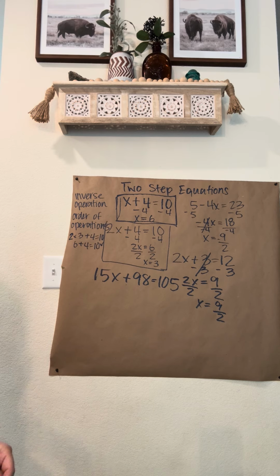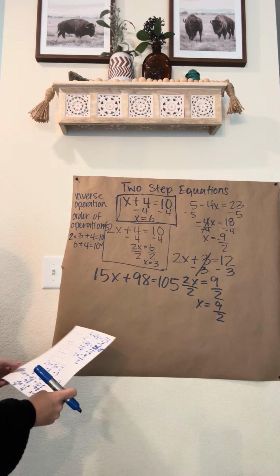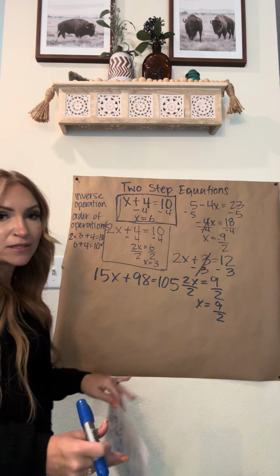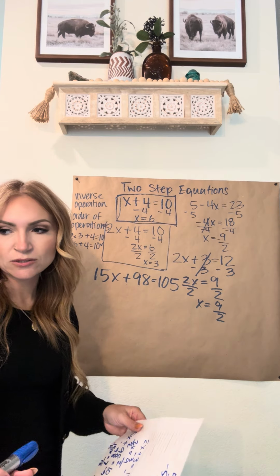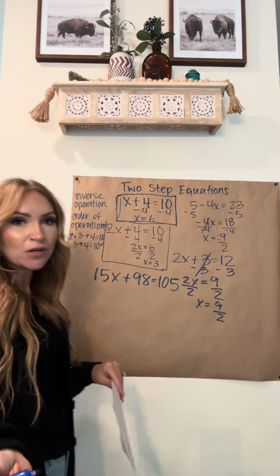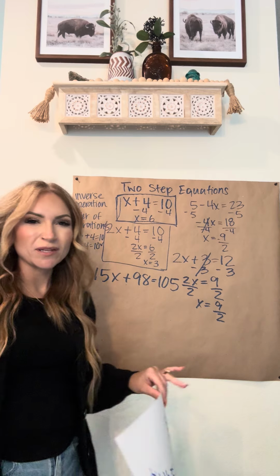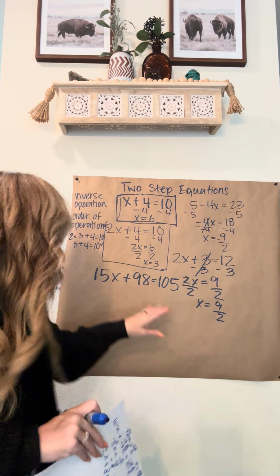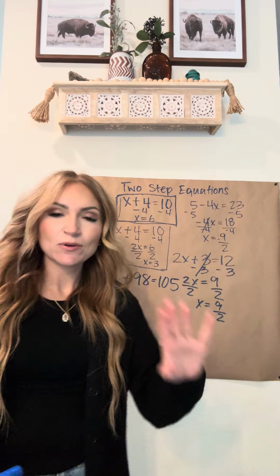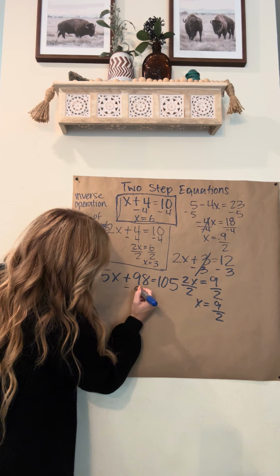Let's go ahead and I'm going to solve this one on the board and let's see if you guys did it correctly. I gave you a few minutes to do it. And let's see, so what are we going to do first? We're going to subtract, right? This seems like really big numbers, but it's not because 105 and we're taking away 98. We're not going to end up with huge numbers, okay? So let's take away 98.